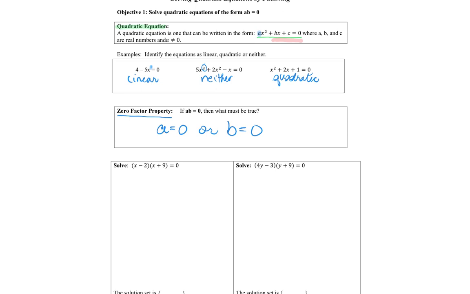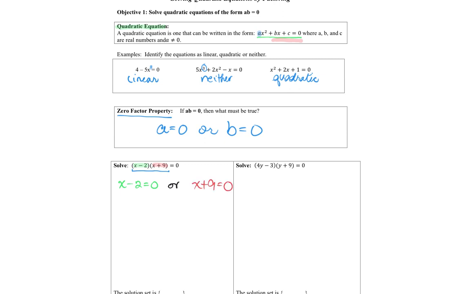So here's an example of how that's going to work. Suppose that I have already factored for me x minus 2 times x plus 9 equals 0. Well, I know that either x minus 2 equals 0 or x plus 9 equals 0. That's the only way their product can be 0. So either x minus 2 equals 0 or x plus 9 equals 0.